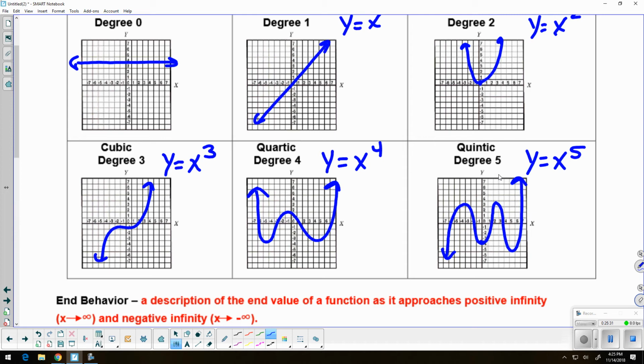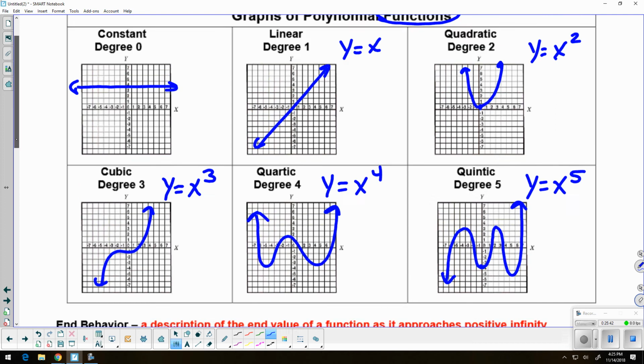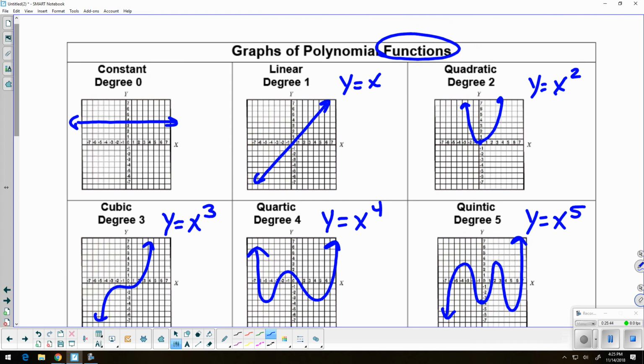I'm going to explain all this and break it all down for you a little bit later. We'll get into all the details, but one thing I want you to notice is that if you have an even degree, like a quadratic, x squared and x to the fourth, you see it's facing up on both sides. These will always have the same direction on both sides.